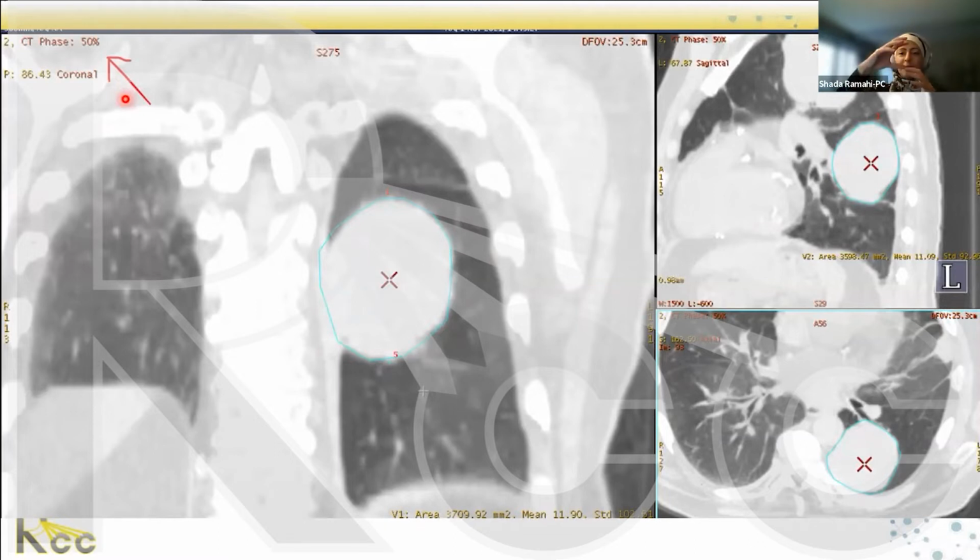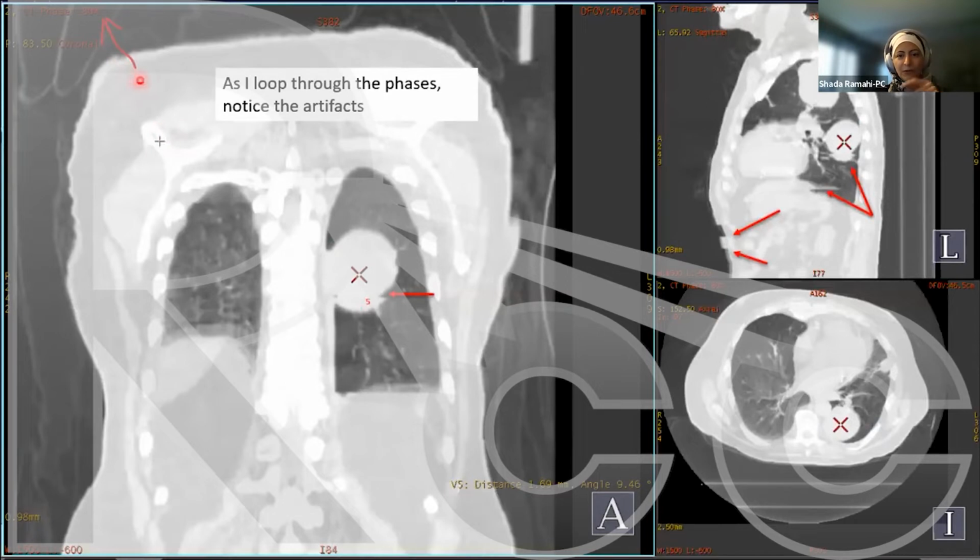Shifts could be up, down, right, left, or AP. So I'm going to loop now through the different phases, and I'm sorry, because of patient confidentiality and different issues in the place where I work, I cannot even export the patient anonymously. So I had to take screenshots, and then I'm doing this as an animation.